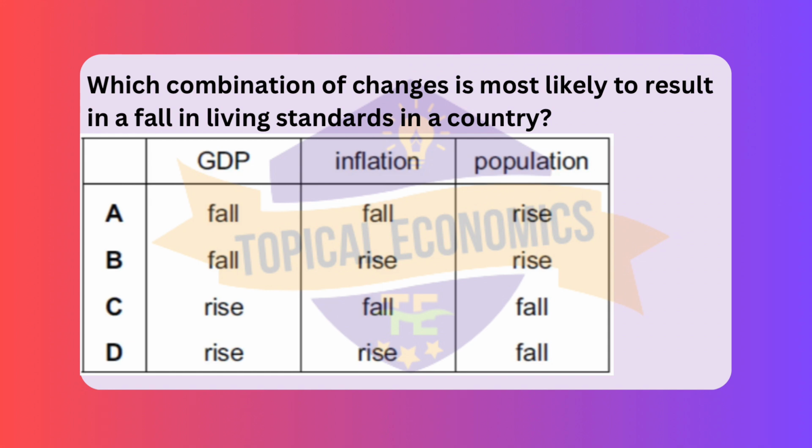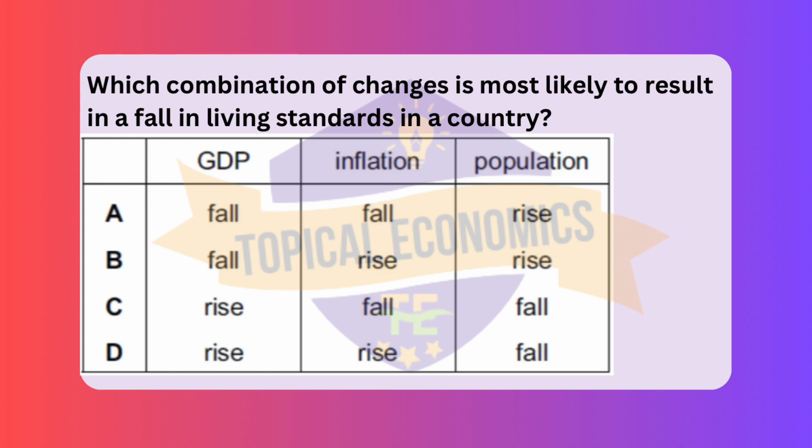And population, rise in population. An increase in the population means that there are more people competing for the same resources, such as food, housing, and jobs. If GDP is falling, but the population is rising, this can result in a dilution of resources per person. Essentially, there will be more people sharing the same or fewer resources, which can put pressure on living standards and potentially cause them to fall.